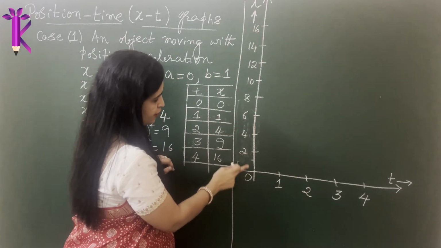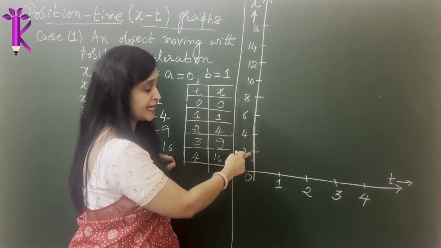So I have jumped from 0 to 2. There is a jump of 2. You have to jump it in equal intervals.